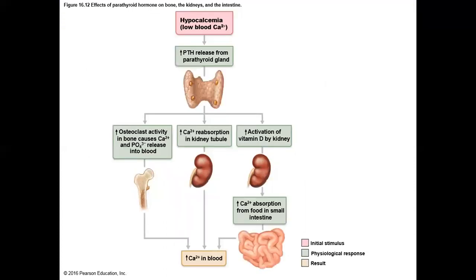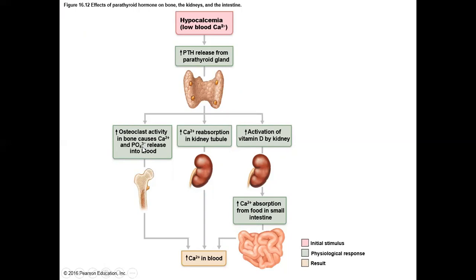All right. So all this is telling you what that blood signal is. So humoral, like we talked about earlier. Hypocalcemia is decreased blood calcium, which stimulates the release of parathyroid hormone from the parathyroid gland, and then these are the effects.